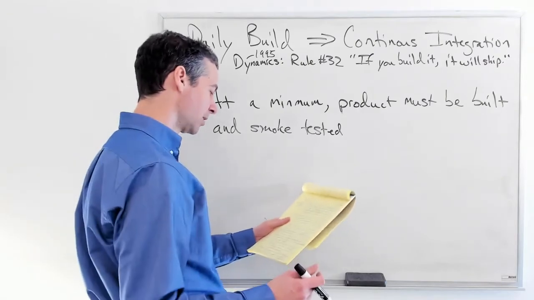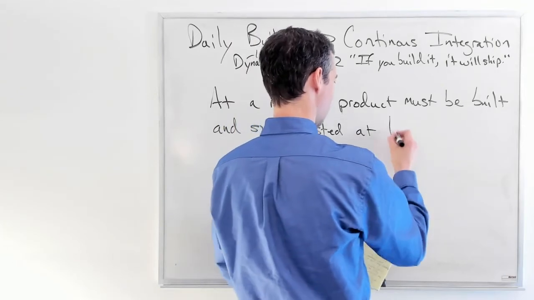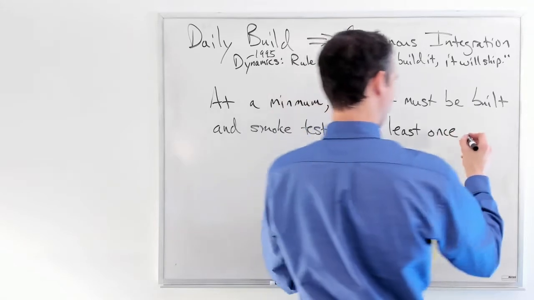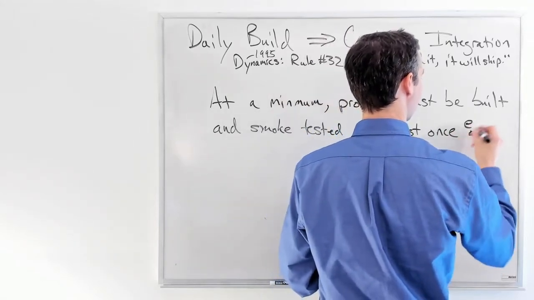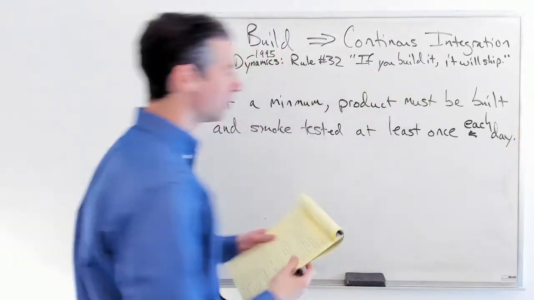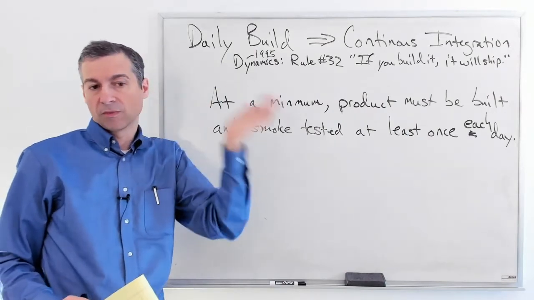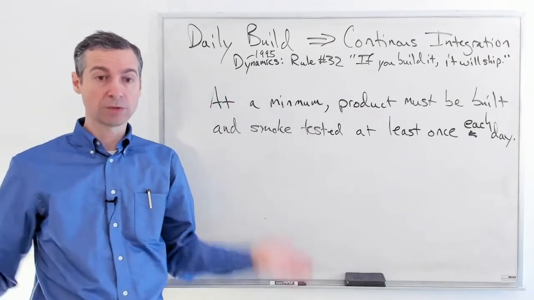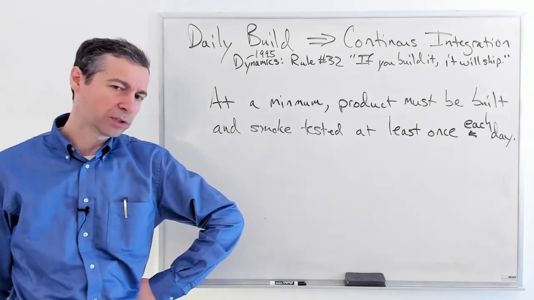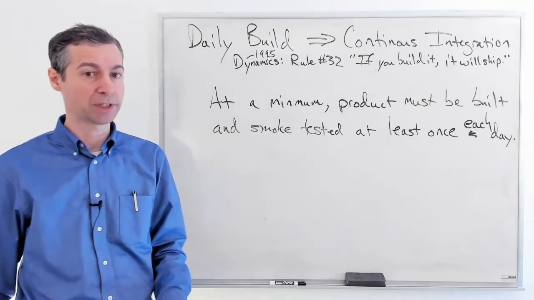But anyway, smoke test at least once each day. Now, sometimes in MSci 342, students, for whatever reason, don't actually do anything to change the repository on a day, and they're like, do I still need to build it? The answer is no. If you haven't changed it, there's no need to build it.